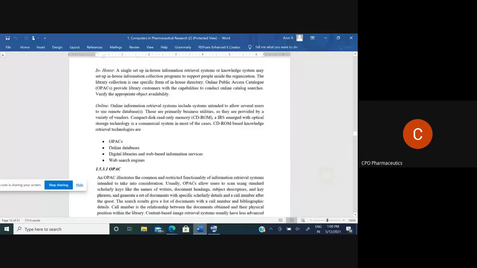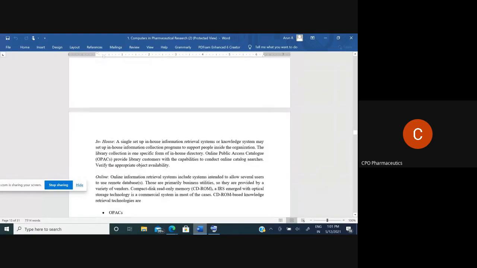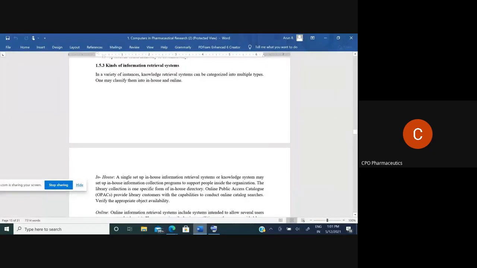So what are the kinds of information retrieval systems? We have two kinds: in-house information retrieval system and online information retrieval system. This is a very simple example. In-house information retrieval system means, like, think about our JSS college. I will create a server. In JSS college Wi-Fi or on JSS college connecting devices, you can access the server and collect information about pharmaceutical preparations.